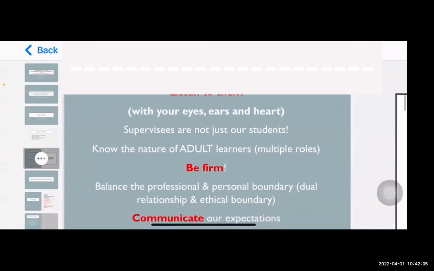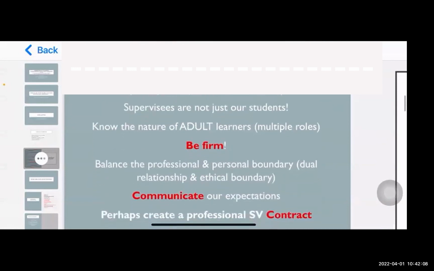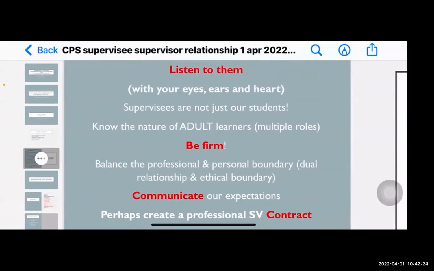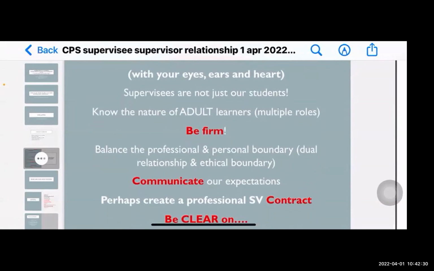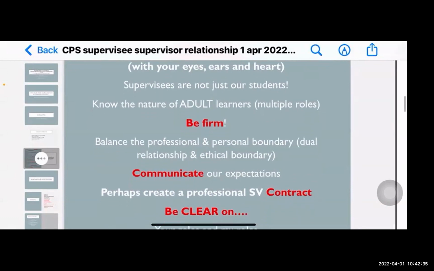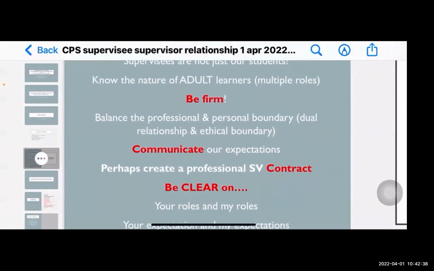Next is to balance the professional and personal boundary. We have this dual relationship because we cannot be their friend totally, but we can be friendly, because there's still an ethical boundary. I mention this because some students can go overboard, so that's why I have this: perhaps create a professional supervisory contract, and if you want to make it official, that is very good lah.